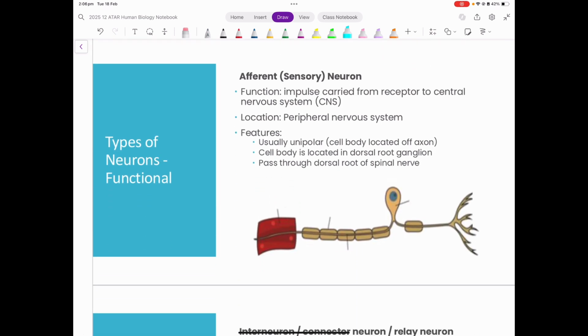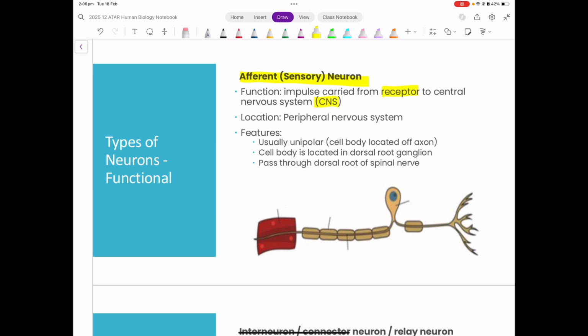So we're now going to look at 3 different types of functional neurons. Some slight differences with these next few neurons. The first division that we're going to look at is an afferent or sensory neuron. Its job is to carry a message from a receptor to the central nervous system.